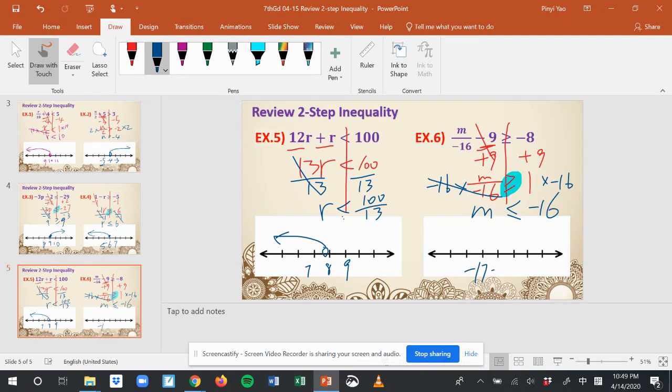So negative 17, negative 16, negative 15. Since our sign has an equal sign, it's going to be a solid point. And since it is pointing to the left, our arrow is also going to point to the left.